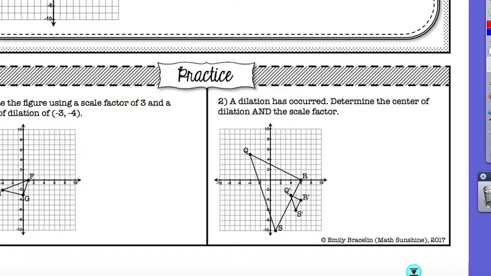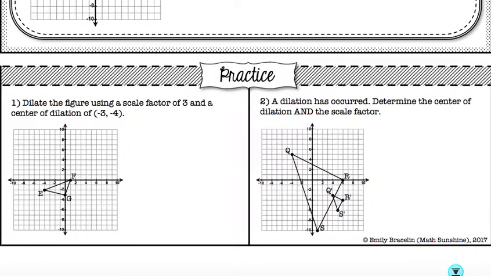Okay. We're going to look at two more, and then we are finished with dilations. Dilate the figure using a scale factor of 3 and a center of dilation -3, -4. Alright, so let's mark -3, -4. It's here. To get to E, I need to go up 1, 2, and over 1. To get to F, I have to go up 1, 2, 3, 4, and over 1, 2, 3, 4. To get to G, I have to go up 1 and over 1, 2, 3.